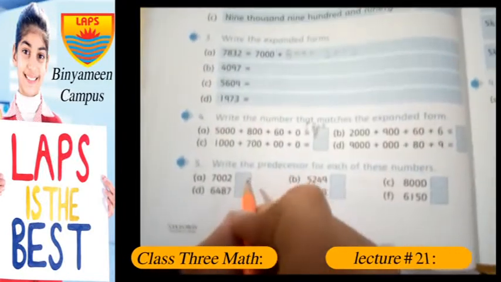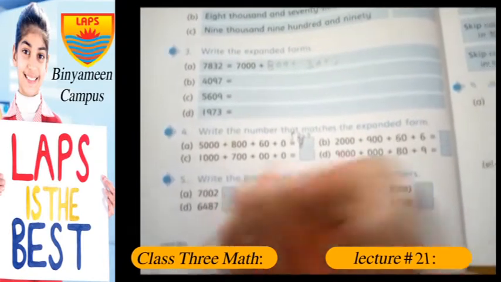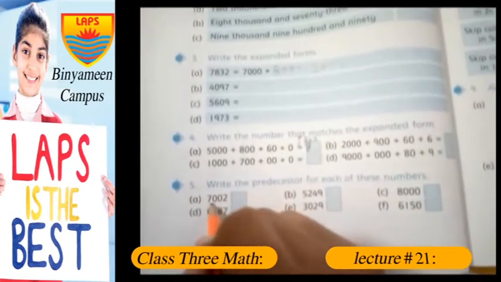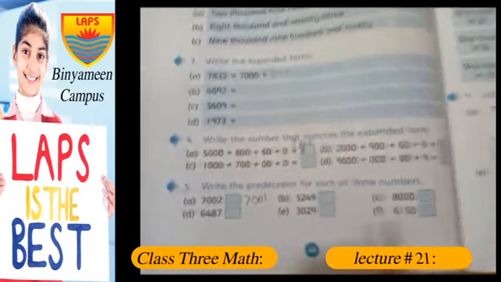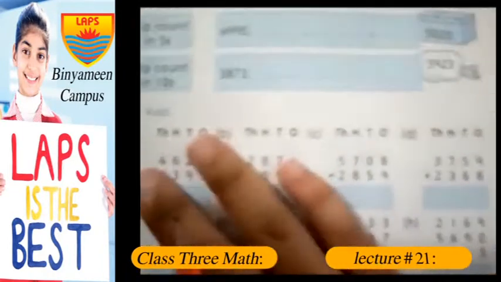And for the next one, write the predecessor of each of the numbers. We have to write the predecessor which comes before this number. Like this one is 7,002. Its predecessor will be 7,001. The rest of the problems are for homework.